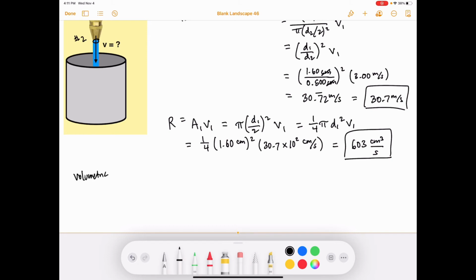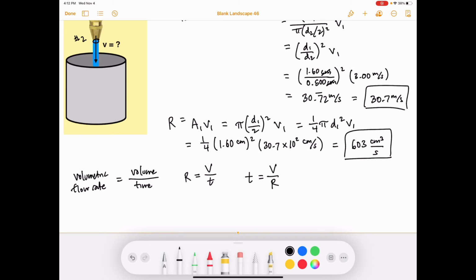Volumetric flow rate is equal to the volume of fluid that's passing through the hose per unit time. In other words, R is just equal to capital V for volume divided by T for time. So if I want the time, that would be the volume divided by the flow rate.